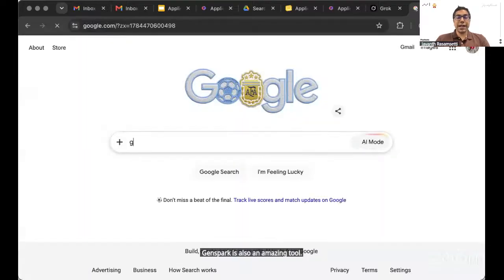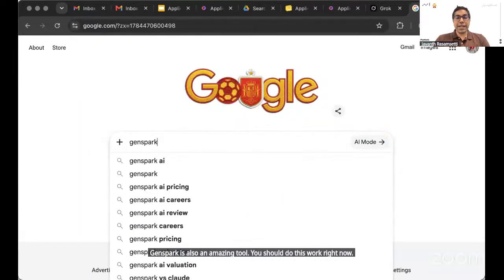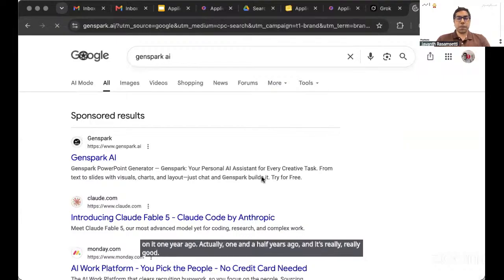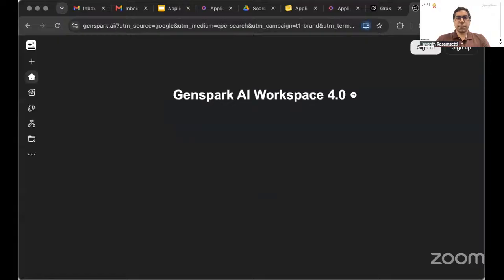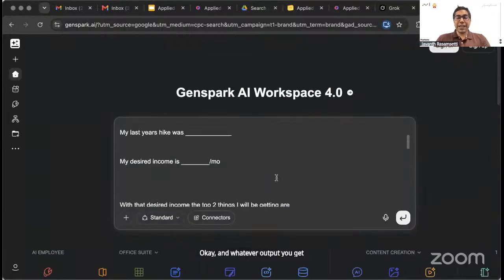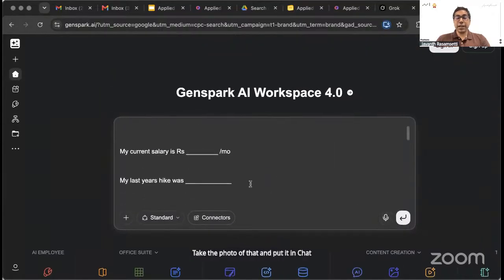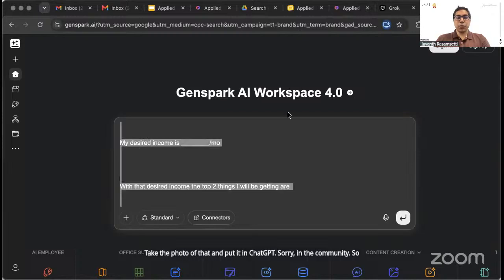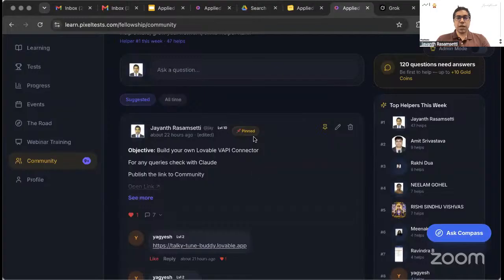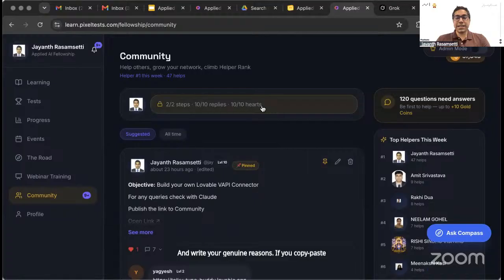You should do this work right now. I stumbled on it 1.5 years ago, and it's really, really good. Whatever output you get, take a photo of that and put it in ChatGPT in the community. I'm going to put both these prompts here. Write your genuine reasons. If you copy paste and don't write the correct reasons, you will lose marks.